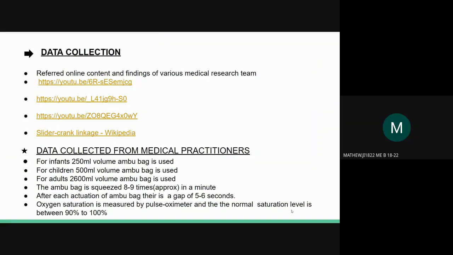The oxygen saturation and pulse of the patient is measured using a pulse oximeter, and the normal saturation level of oxygen in a patient is between 90% to 100%.